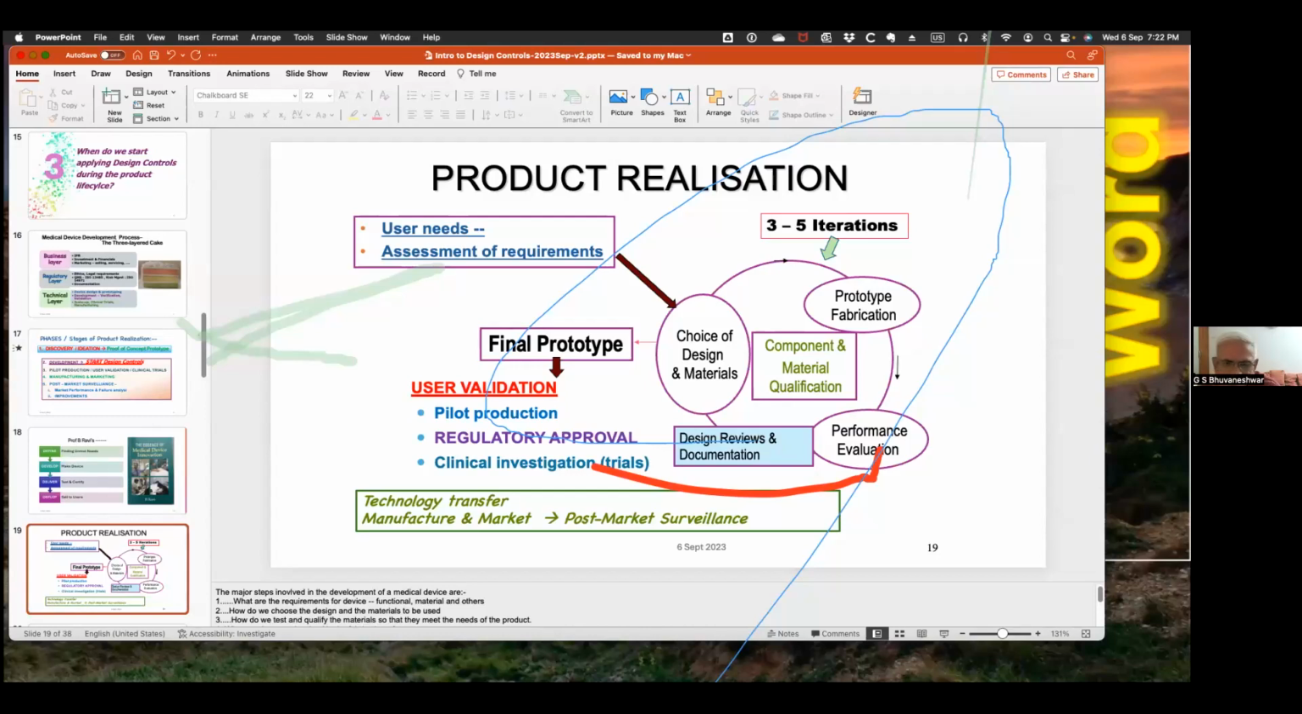While if you go to US, if you want to get US FDA certifications, it can be quite expensive depending, again, on the risk class.